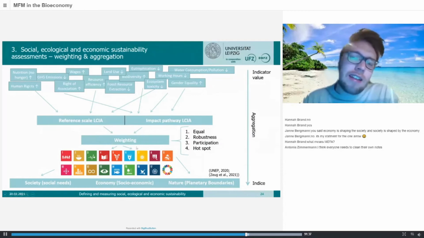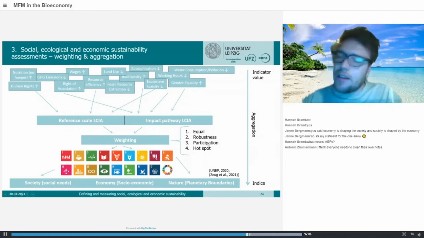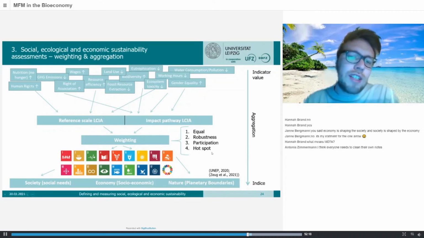So we can make a weighting, for example, just the equal weighting. Equal weighting means all indicators get the same weighting. We can do a weighting for robustness, so that we rate the indicators higher which have a very robust impact assessment method, for example. We can also do a weighting by participation. That means we let stakeholders or society or participants of our study decide how much we want to weight different indicators. And we can also do a hotspot weighting, so that we say we know which indicator performs really badly, and that's why we are giving it a high weighting to make clear in the results that there are things which have to be improved.